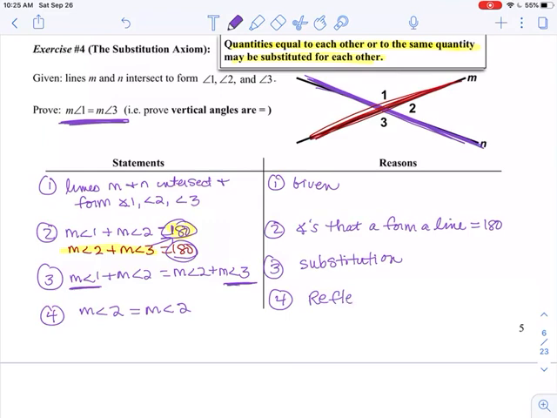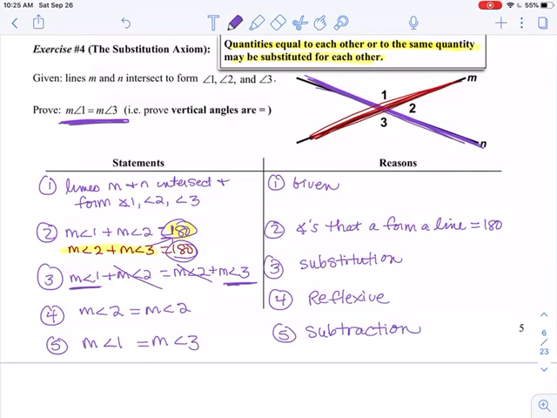I'm going to say angle 2 is equal to angle 2. Reflexive property. And I can just write reflexive. I don't have to write the word property. And then basically from step 3, I'm going to subtract them out, and I'm finally left with what I was trying to prove. Angle 1 is equal to angle 3. And that is subtraction.